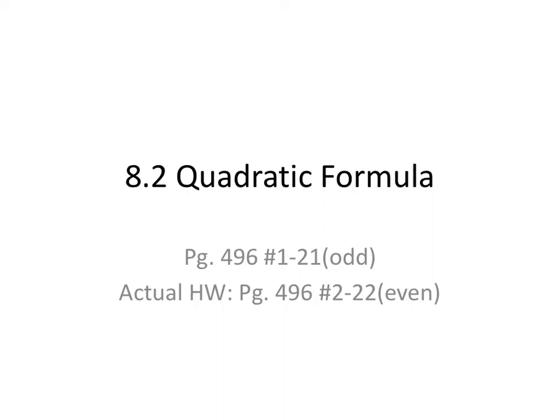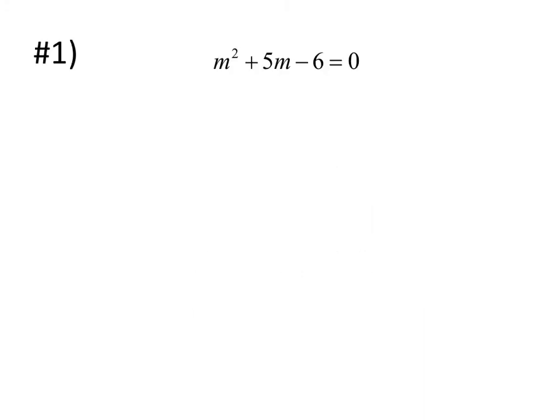This is section 8.2, the quadratic formula, page 496, 2 to 22 even, and I'm going to do 1 through 21 odd. So here we go. We have m squared plus 5m minus 6 equals 0. Now we're using the quadratic formula to solve these.